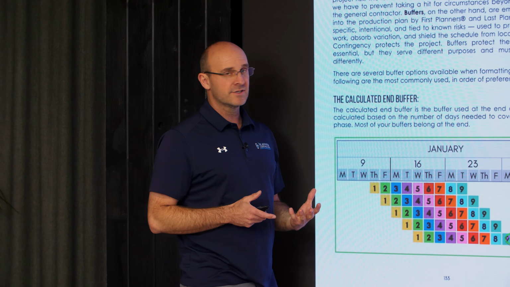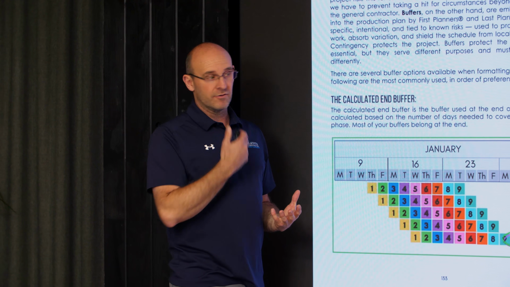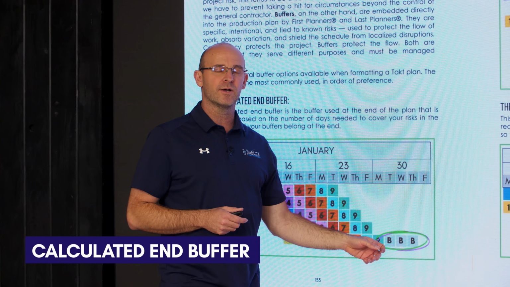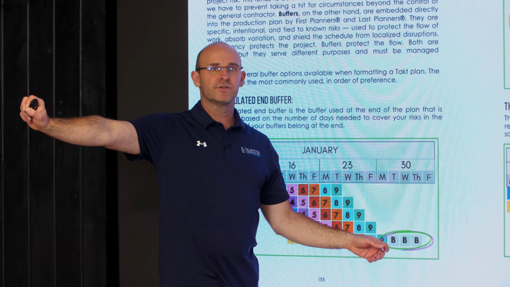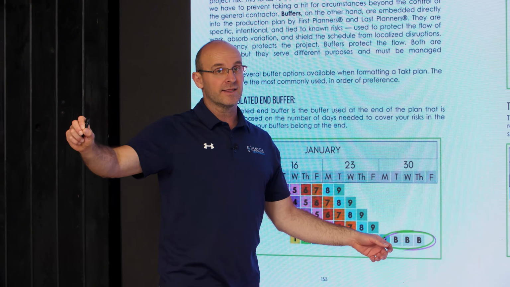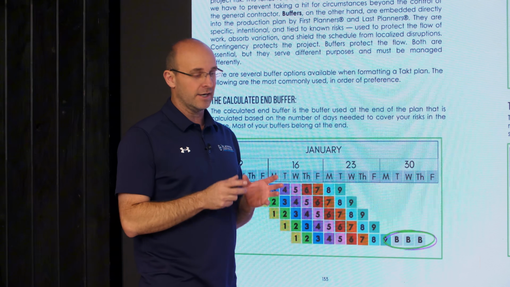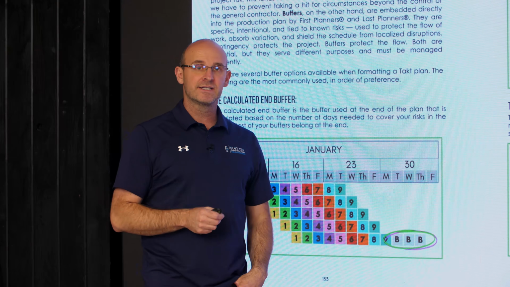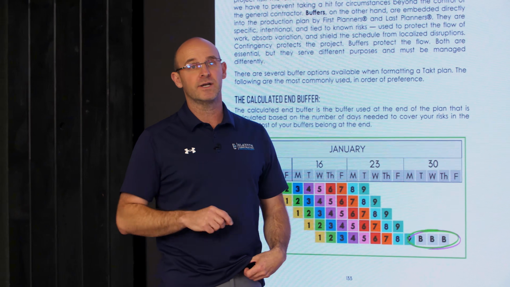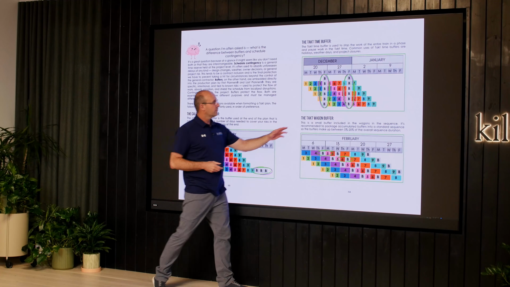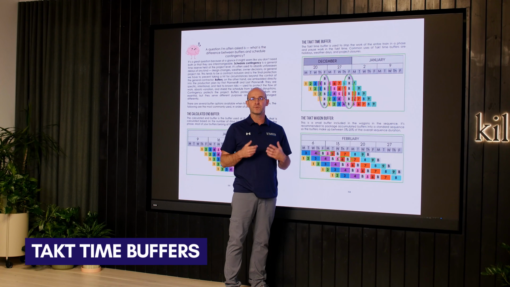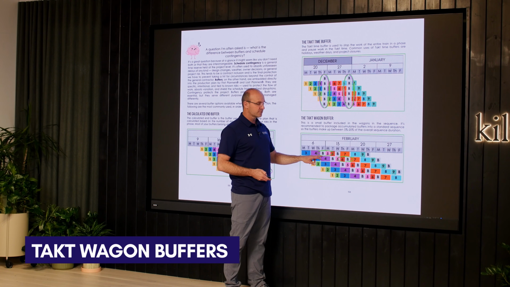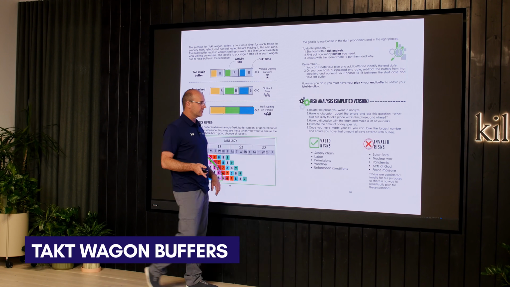Now here are the buffers that we have in the order of preference. So calculated end buffer according to Eliyahu Goldratt with critical chain. Most buffers, and it can be all, are at the end. In phase buffers, I only keep a little bit there. Most of them I'll put at the end because we want activities to start on time and we want everybody to be able to use them. The second one is the takt time buffers. These are holidays or rain days. We've talked about that. And then we have takt wagon buffers, buffers within the wagon, which the trade actually owns.